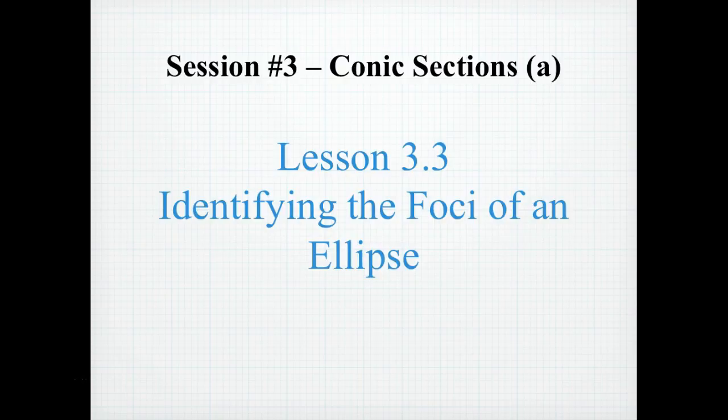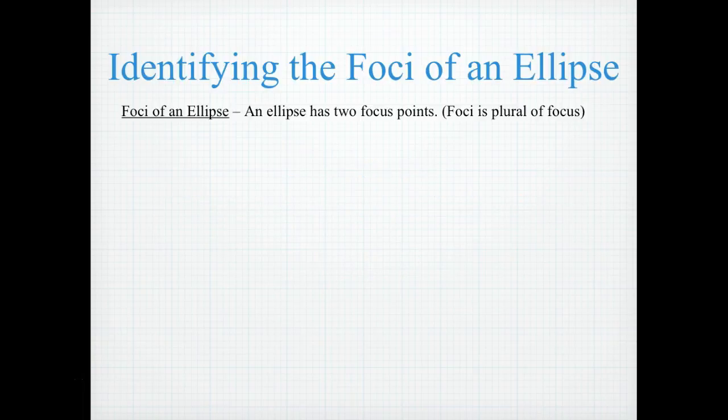Welcome to the third lesson in session 3 on identifying the foci of an ellipse. Now, an ellipse has two focus points, and as we discussed in the previous session, the plural of focus is foci. So there are two foci that we need to identify in an ellipse.